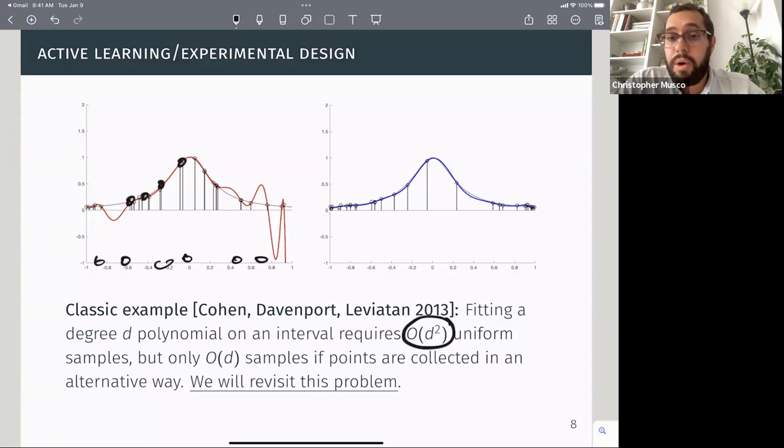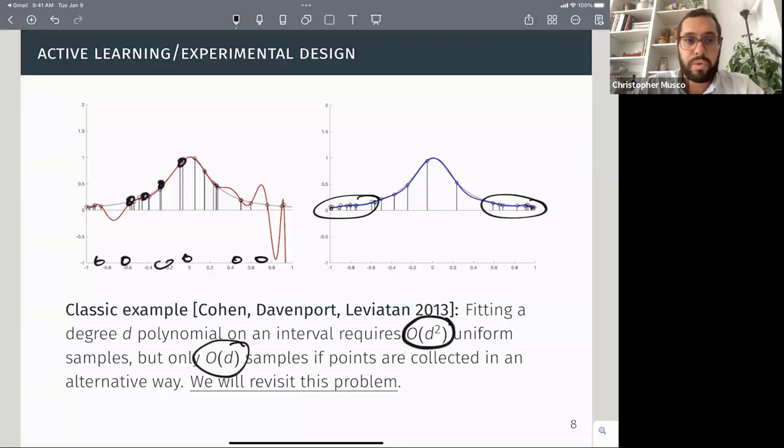But if I'm smarter about where I look at the function, in particular, there are sampling strategies, we'll talk about them, which concentrate samples more towards the boundary of the interval -1, that can be reduced quadratically to an order d sample complexity. So we'll get back to this, but there are many problems where choosing exactly where you look at the function can have a huge impact on how many samples you need to accurately approximate.